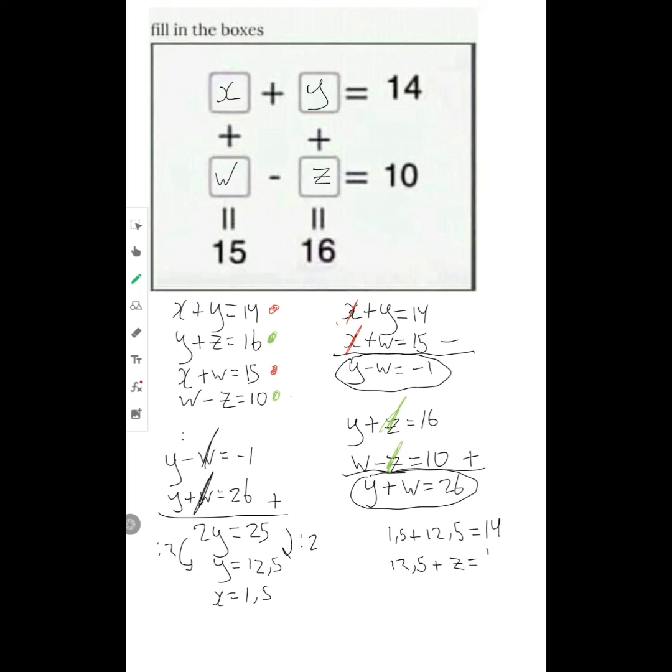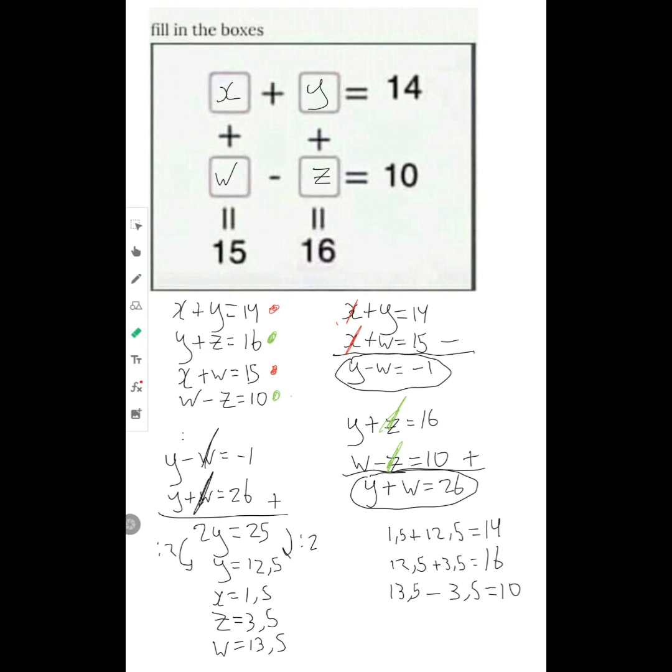So if I know y is 12.5, plus z is 16. What plus 12.5 is 16? Z must be 3.5. So this is just basic algebra. So z is equal to 3.5. And now I want to know what w is. So I have w minus, and I know z is 3.5, is equal to 10. So what minus 3.5 is 10? It's 13.5. So I know w is 13.5.